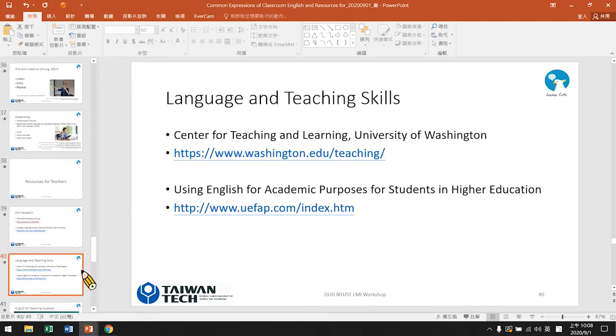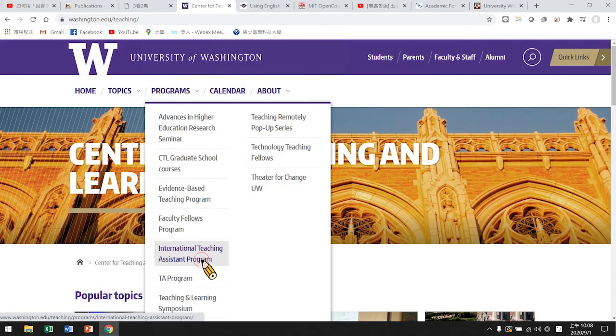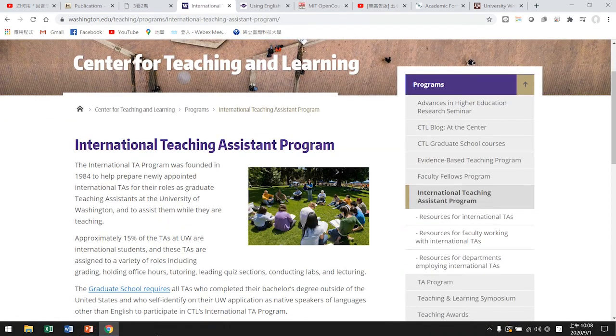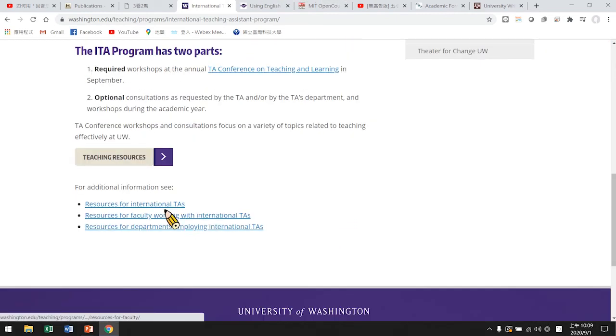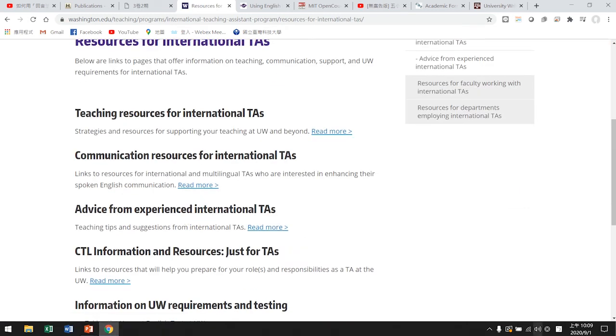And if you want to improve your language and teaching skills, these are two very good websites. Number one is the Center for Language Teaching and Learning, University of Washington. They have a very good international teaching assistant program. Although you're teachers, some of you can be TAs actually, so they have very good resources for international teachers. They even have resources for faculty working with international TAs. That's quite interesting. They have teaching resources for international TAs, communication resources for international TAs, events for experienced international TAs.